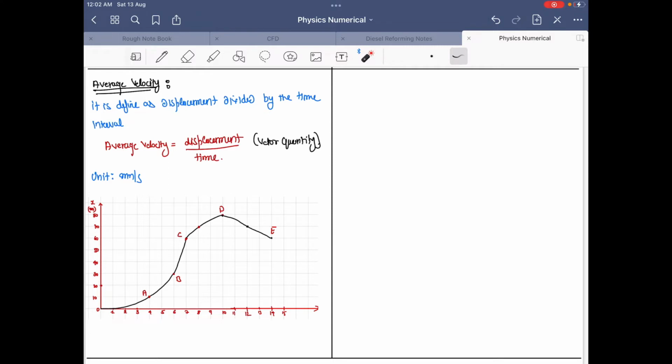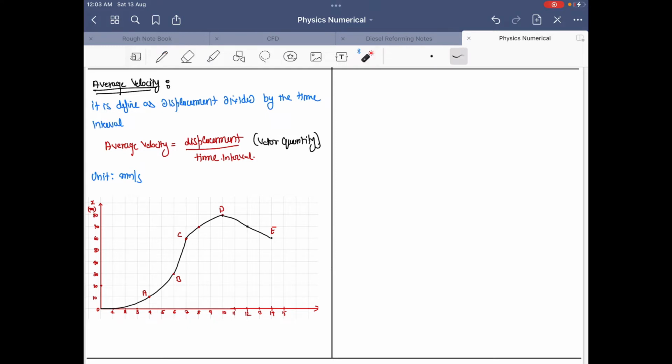Now let's look at average velocity. Average velocity is defined as the displacement divided by the time interval. And since this average velocity gives magnitude as well as direction, that's why it is a vector quantity, and its unit is also meter per second, same as the average speed.